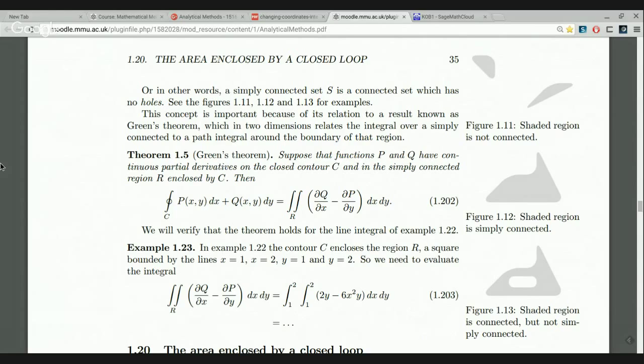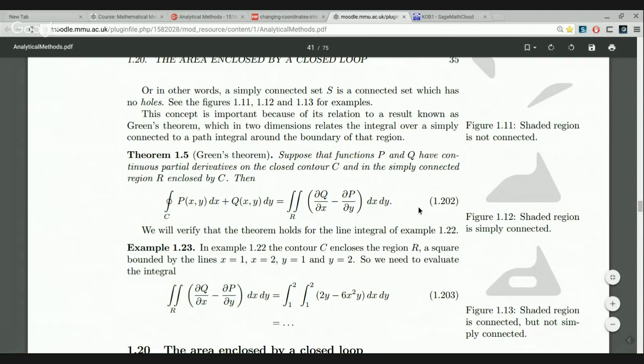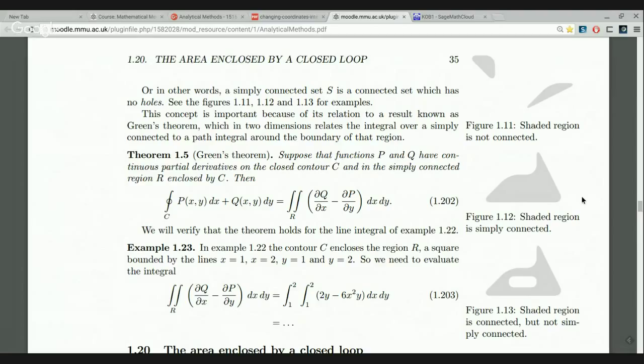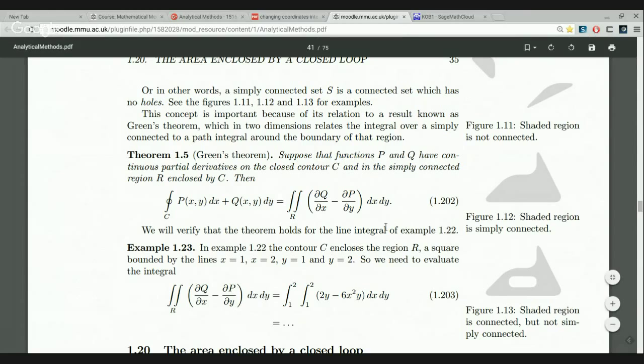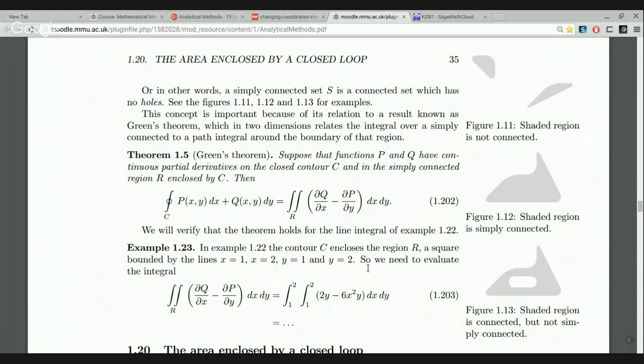So Green's theorem, as we're stating it, applies to nice, well-behaved regions like that one in figure 12. Okay? A connected region, but one that's simply connected. And such a region will have as its boundary a simple closed curve. Okay? A closed curve, just one component, not two components like figure 13. Just one component. And what Green's theorem provides for us is a link between the two types of integral.